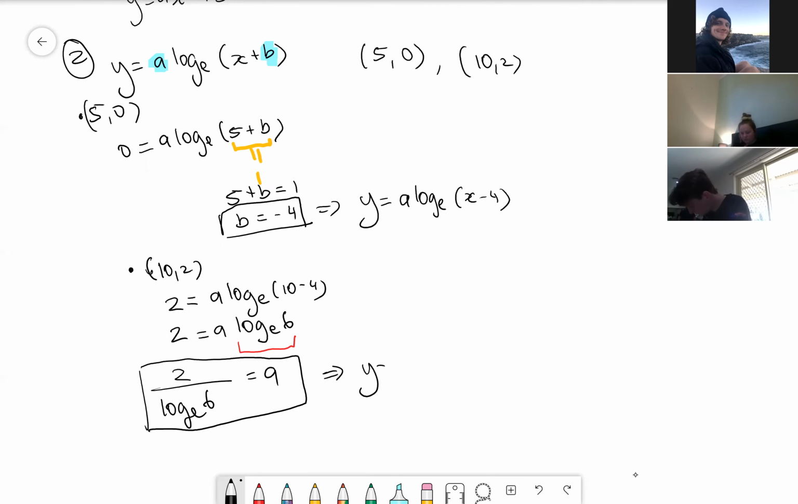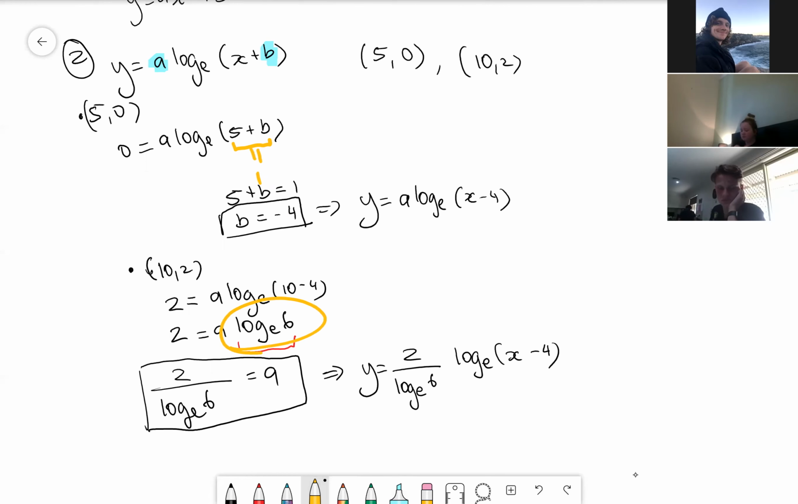So that means you've got y is equal to 2 over log to the base e 6, times log to the base e of (x minus 4). It's just some number.